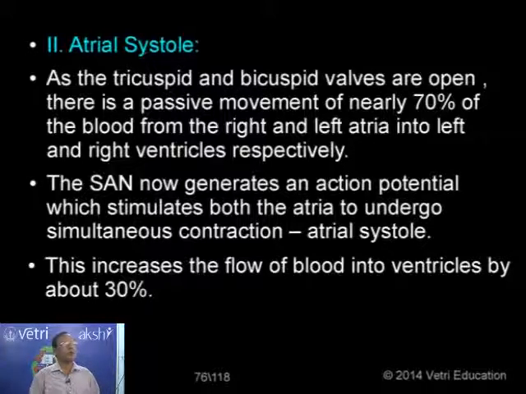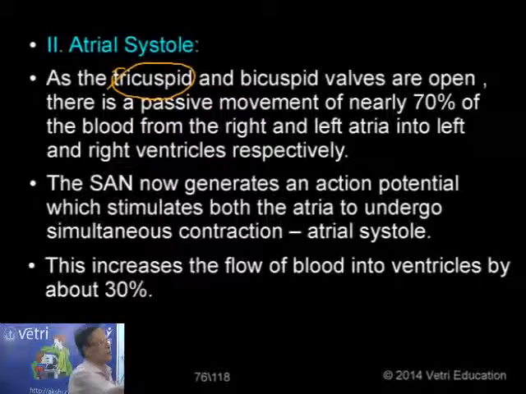So now we have the atria in a relaxed state, what we call the diastole of atria. And followed by that, we have the second stage, the atrial systole. That is nothing but the contraction phase of the atria. So now, as a result of the blood in the atria, it gives a force to make the two valves, namely the tricuspid and bicuspid valves, open.